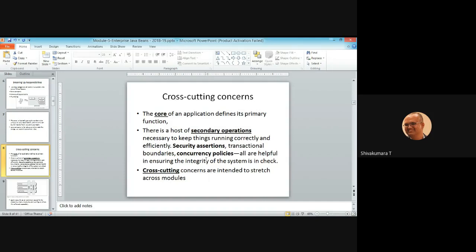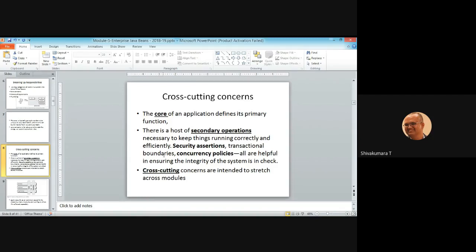Why? Because they are providing individual credentials. So one credential cannot be used for another user's credentials, right? So to withdraw or transfer, because banking is a highly sensitive application, you need to provide the security assertions for that. Then transactional boundaries: you need to provide the boundaries to the transaction.